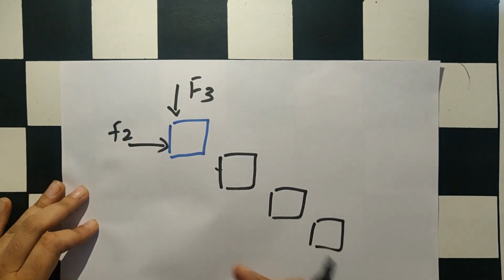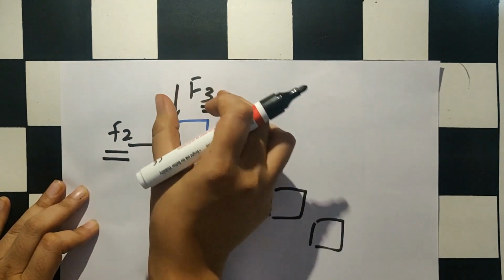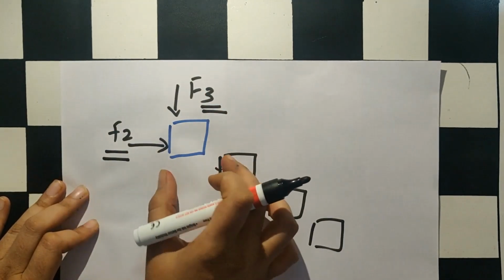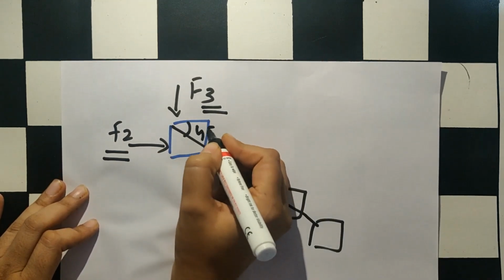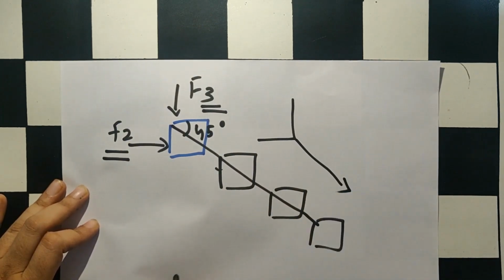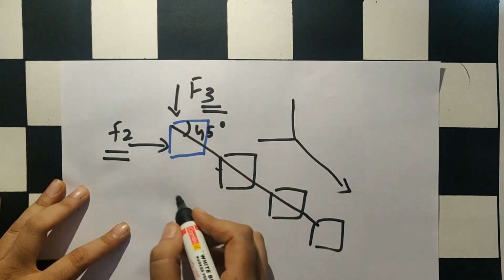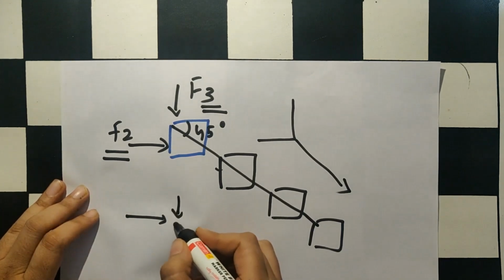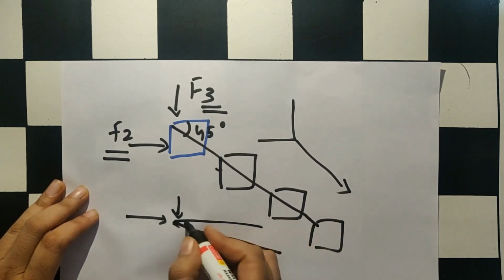Now the main thing is, if the values of F3 and F2 are the same, if both the values applied in the horizontal as well as vertical direction are the same, this block will move at exactly 45 degrees, at the center of this angle. Now what will happen if this F3 is less and F2 is more? Just imagine F3 is less and F2 is more. So instead of 45 degrees, it will be a bit less than 45 degrees.